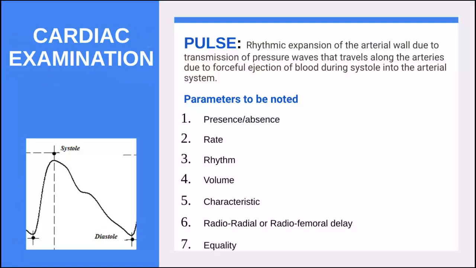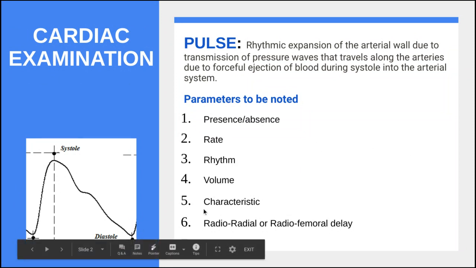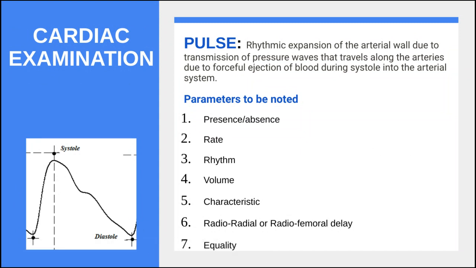Pulse is a palpable pressure waveform that is created by cardiac systole and travels through the arterial system towards the periphery. So any abnormality in the cardiac system or arterial system will be reflected in the pulse, and it travels 10 times faster than the blood column.